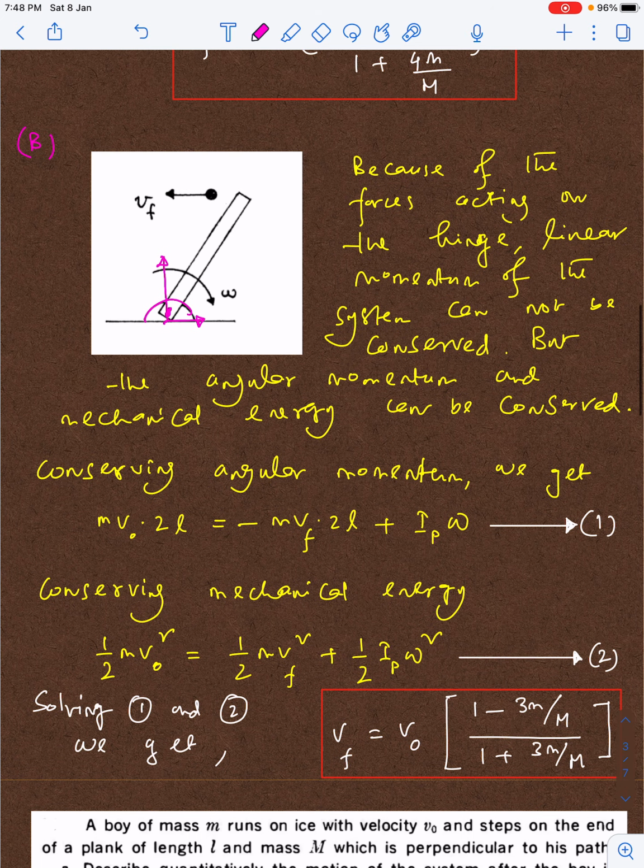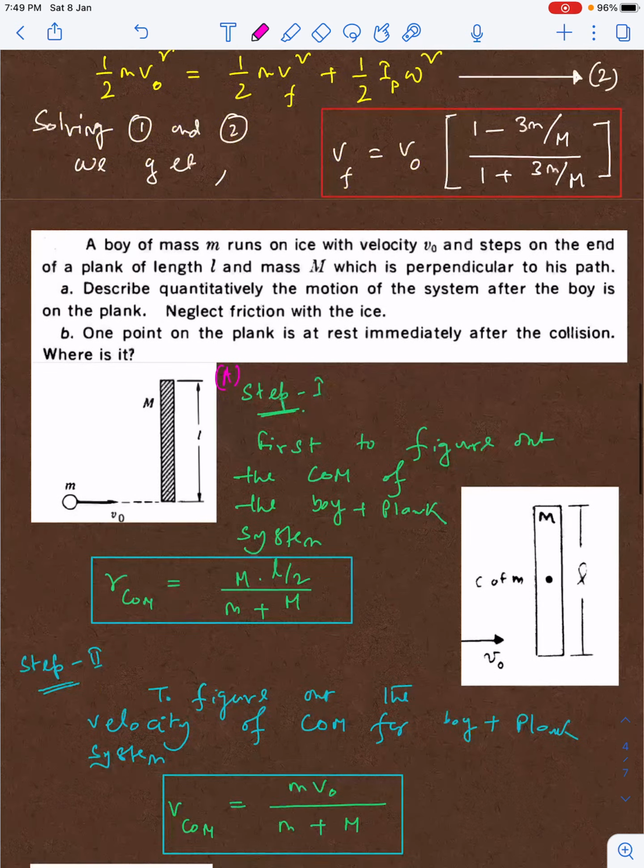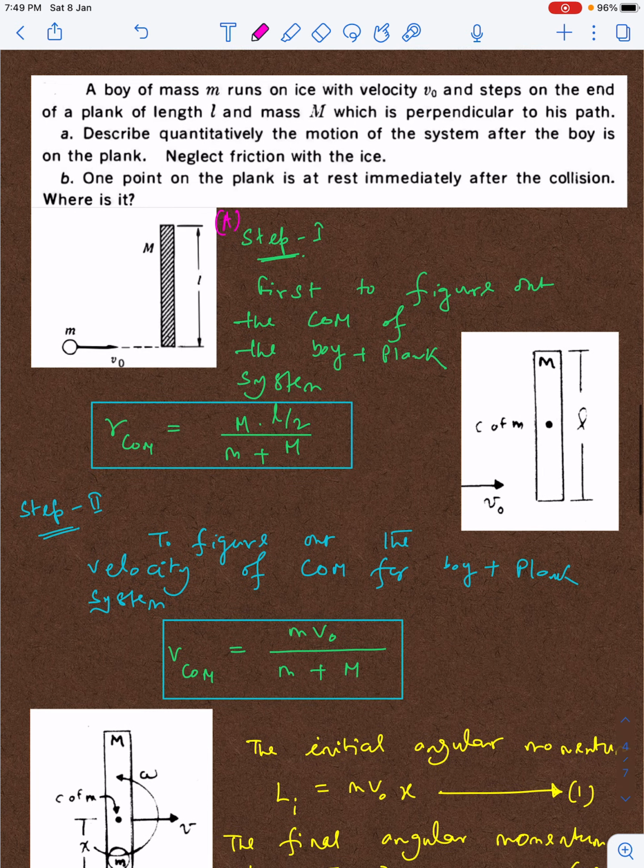So from that conservation, we can write mv0 into 2L is equal to minus mvf into 2L plus Ip into omega. And this is the point B, the hinging point. Conserving mechanical energy, it is the condition given in the question. So we will get the answer Vf is equal to V0 into 1 minus 3m by capital M divided by 1 plus 3m by capital M. This is second type. Let us move on for the third type.